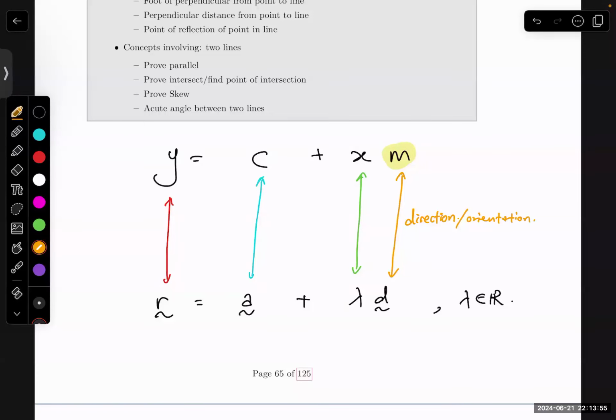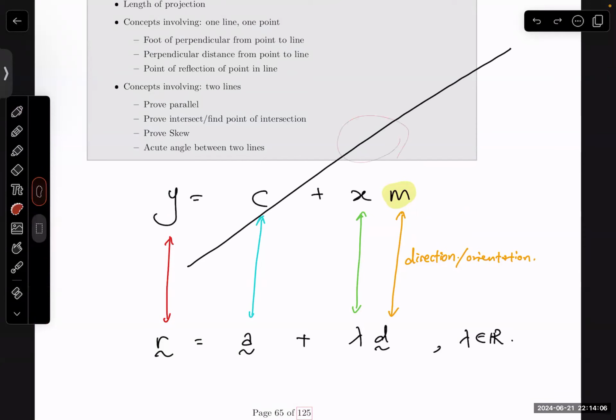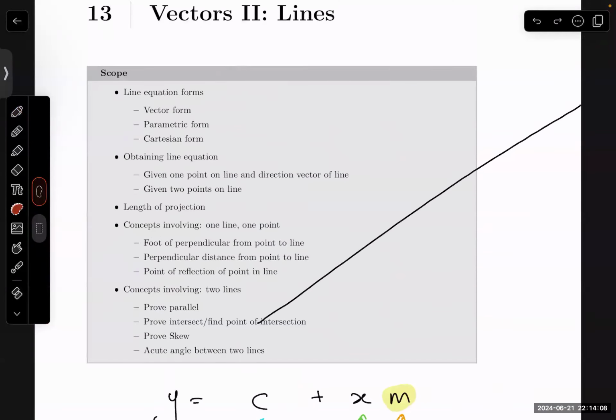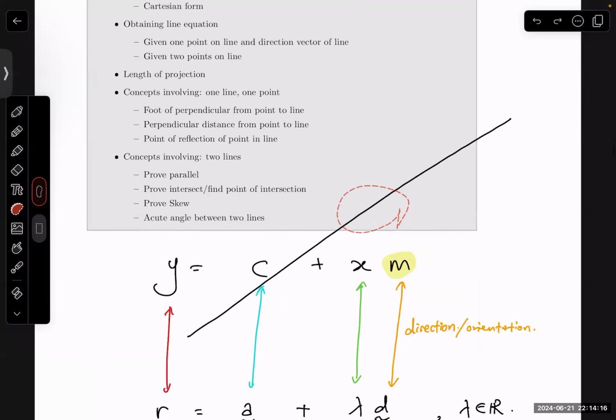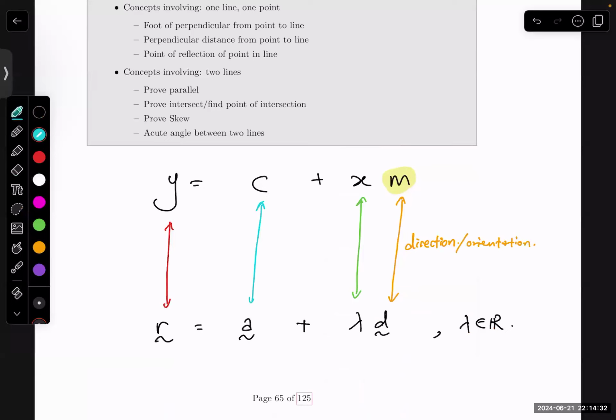The other piece of information is where the line is. For example, if I draw a line like this, this line could be in the middle of my screen, at the top, at the bottom, on the left side, or the right side. So we need to talk about the position of the line, where the line is. What tells us the position of the line? That's this stuff.